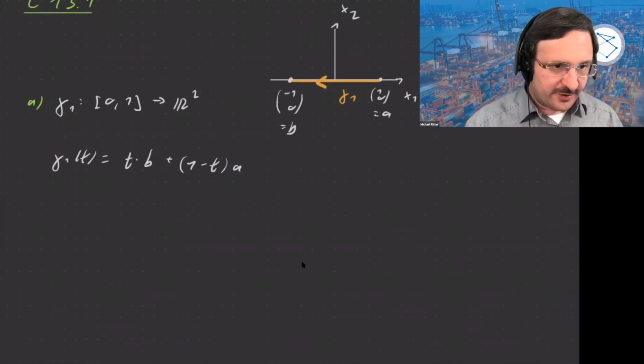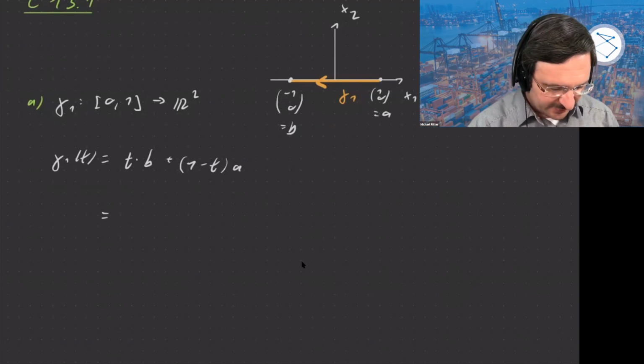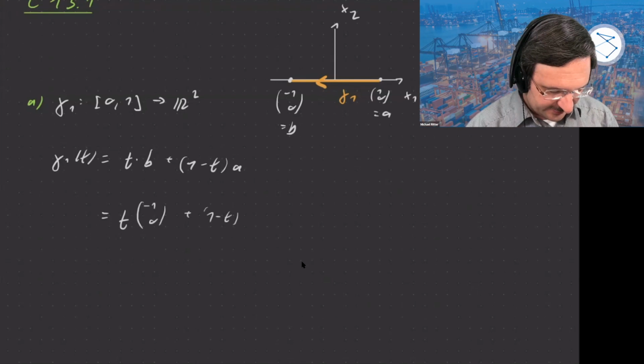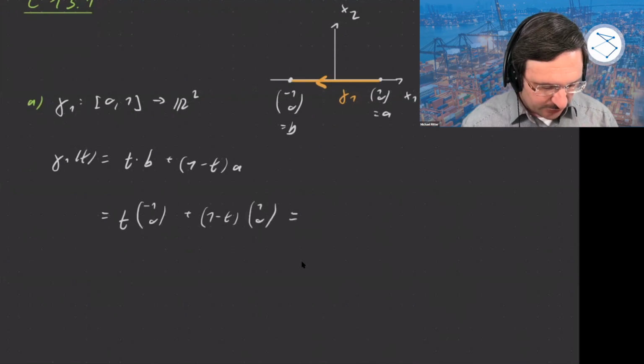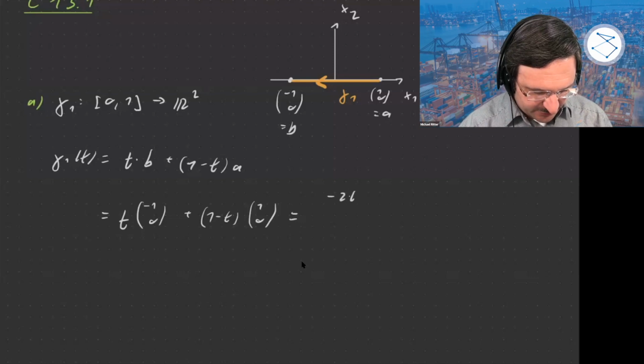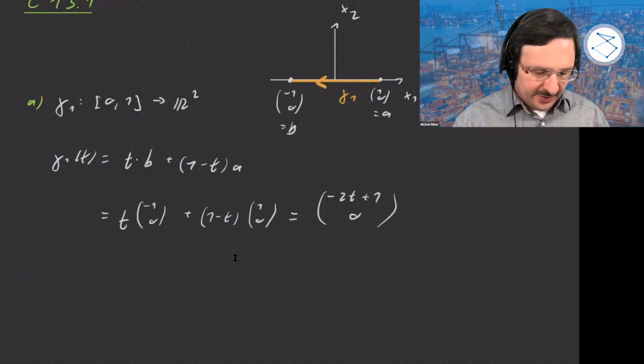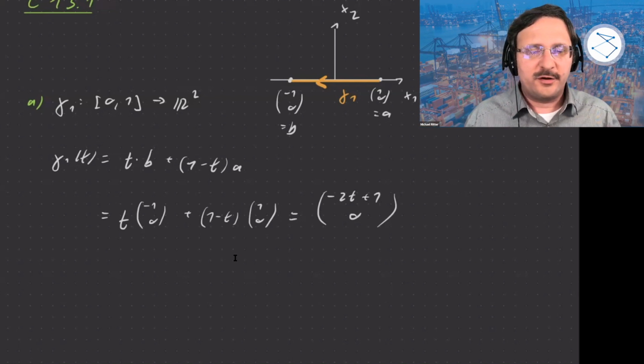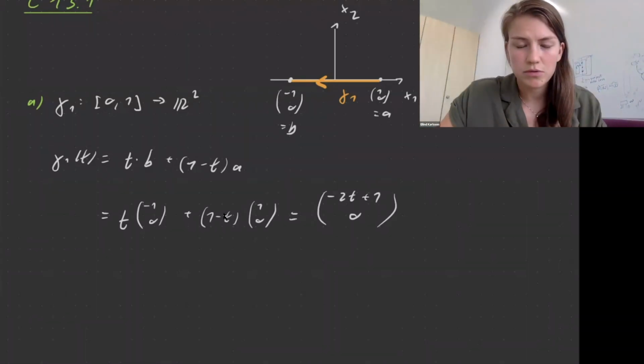Okay, so that's one possible parameterization. And let's use the coordinates here. Then we get t times (-1, 0), that's b, plus (1 minus t) times a, which is (1, 0). So altogether we get minus t plus 1 minus t. So that's minus 2t plus 1, and a 0 for the second coordinate. Okay, and as I said, that's one possibility. There are numerous other possibilities that will also work, possibly giving you different results, though. So that's a parameterization for that straight line connecting those two points. Any questions so far? No questions so far. Great.